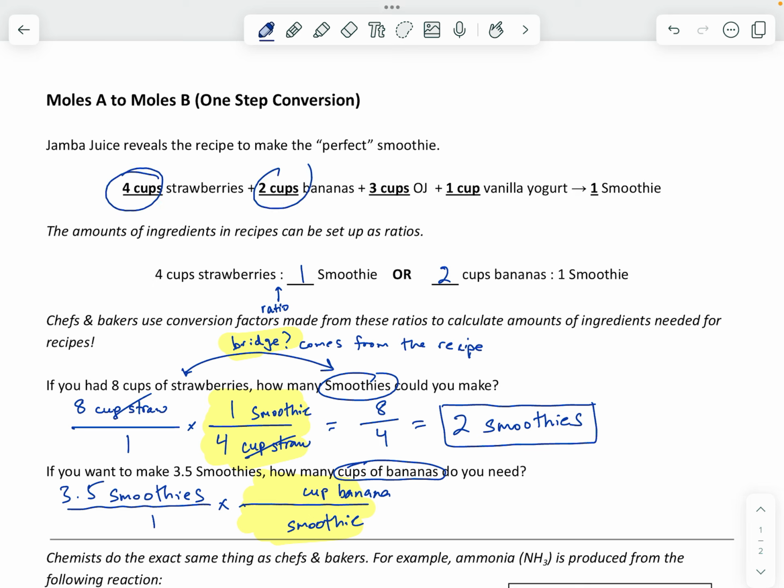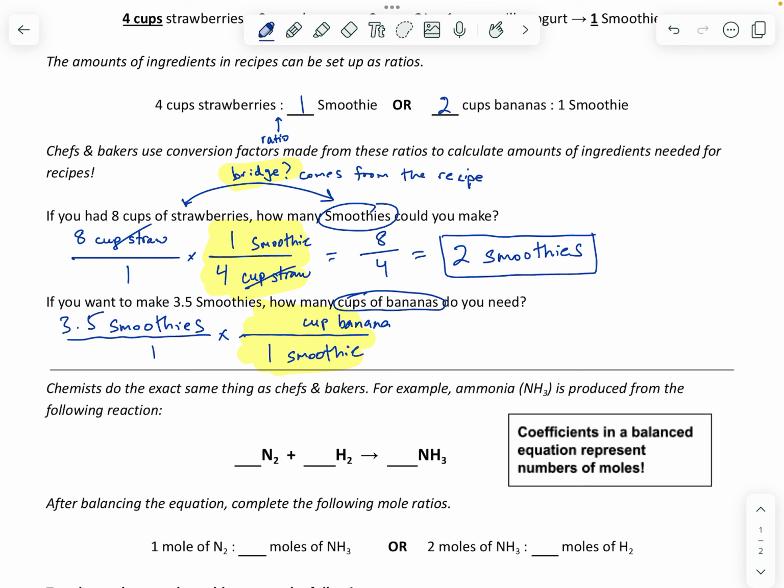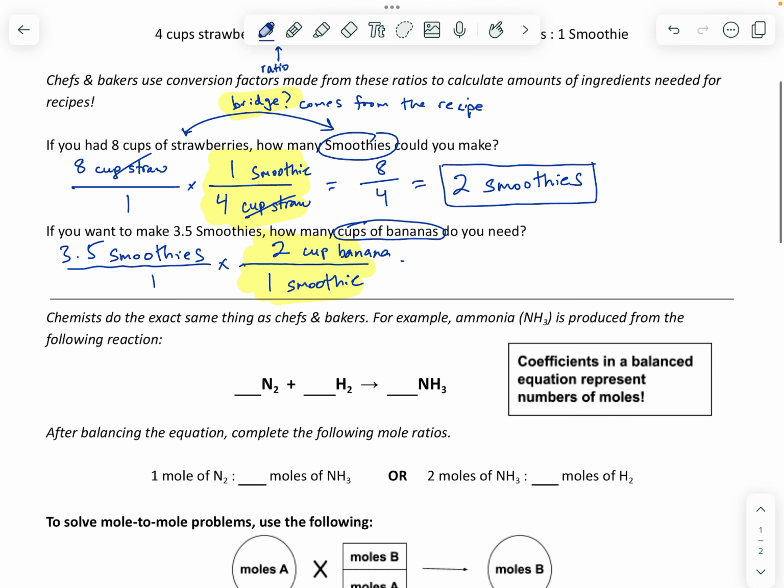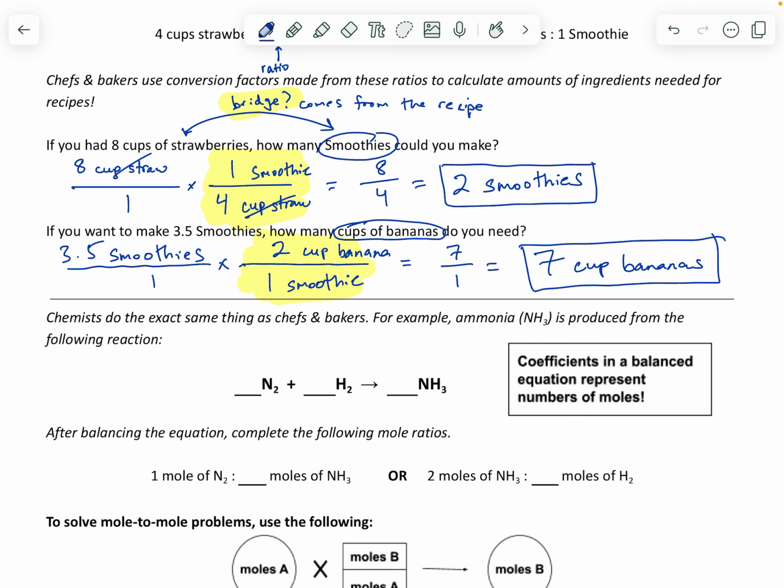The bridge is the number values in the recipe, and in this case I'm talking bananas to smoothie, so I use the 1 and the 2 respectively, because I know that for every one smoothie that I want to make, I'll need 2 cups of bananas. And so we solve: 3.5 smoothies, 3.5 times 2 gives us 7, again over 1, which is just 7. So in order to create 3.5 smoothies, I'm going to need 7 cups of bananas.